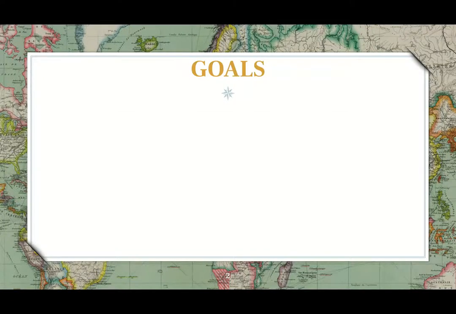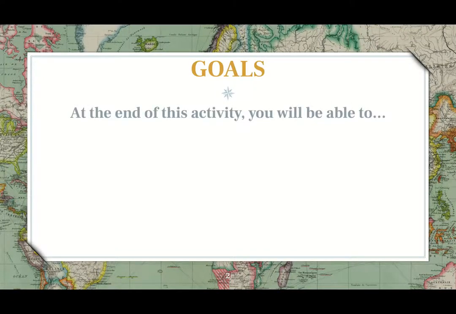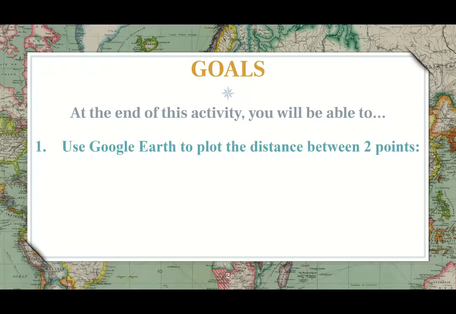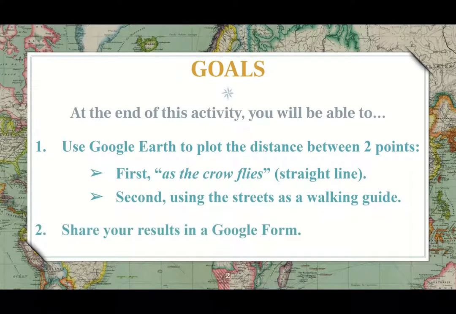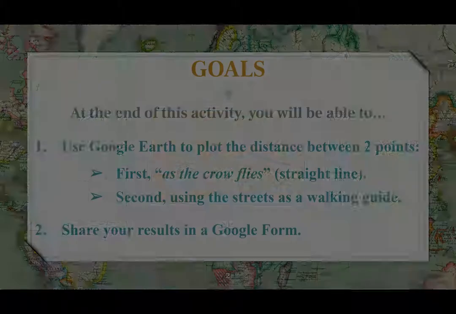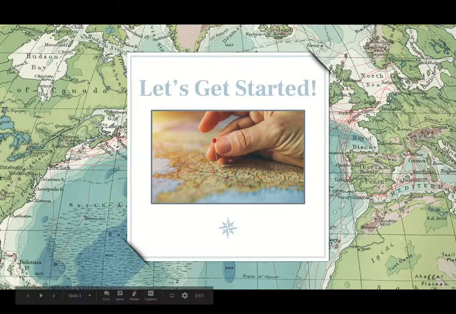There are a couple of goals today. At the end of this activity, you will be able to use Google Earth to plot the distance between 2 points. And you'll do this in two different ways. The first is as the crow flies, or as we've said in class, that means a straight line. Second, you'll use the streets as a walking guide. Finally, you're going to share your results with me in a Google form. So let's get started.